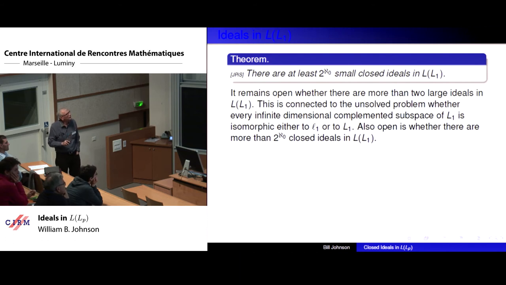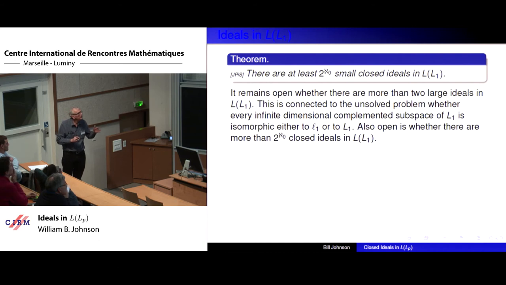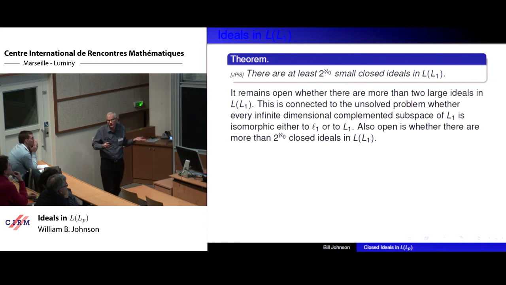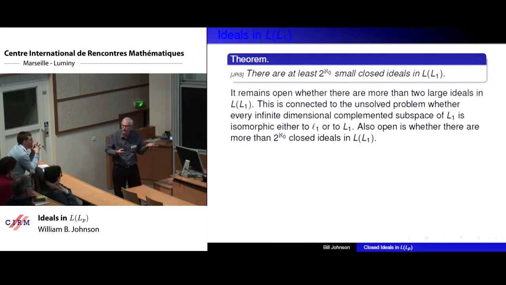Another open problem is whether you can have more than a continuum of closed ideals. And you say, wait, L1's separable. What are you talking about? Yeah, L1 is separable, but you're talking about ideals in L of L1, which is highly non-separable. So there's no reason that you should have no more than the continuum of closed ideals. On the other hand, as far as I know, there's no known separable Banach space where there are more than a continuum of closed ideals in the bounded operators on them. If there are, I'd like to learn about it.